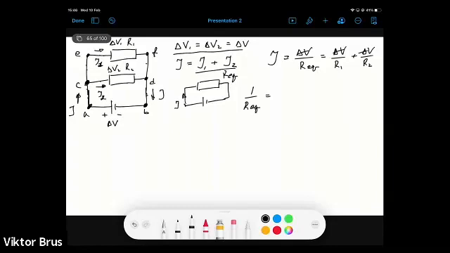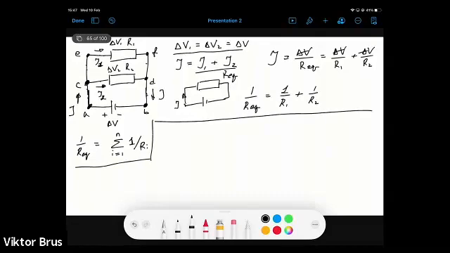that the equivalent resistor of two resistors connected in parallel, like 1 over this equivalent resistor, will be equal to 1 over R1 plus 1 over R2. And in the general case, 1 over R equivalent will be equal to the sum from i equal to 1 to N of 1 over Ri.